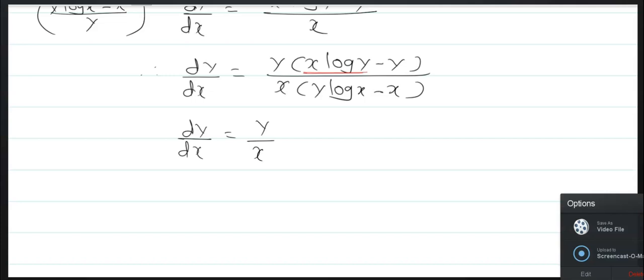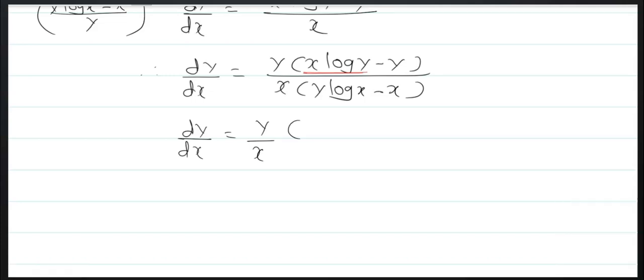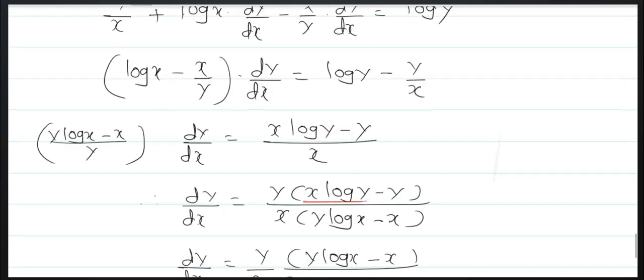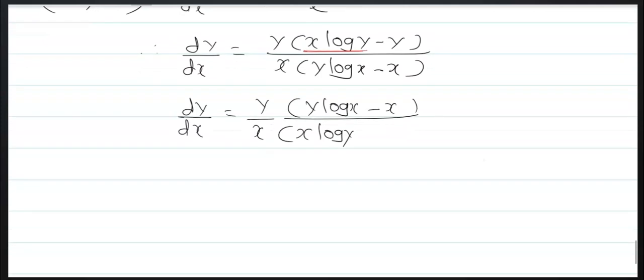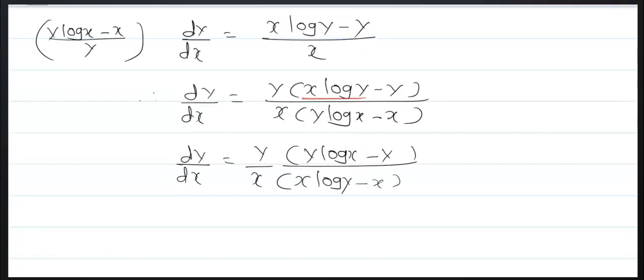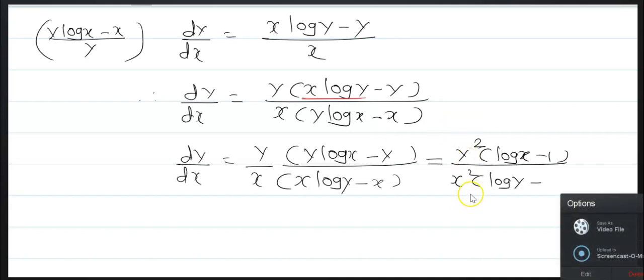That is, dy by dx equals y upon x. The value of x log y equals y log x, minus y upon x. Then y is common from the numerator and x is common from the denominator, so it becomes x square in the denominator, with the bracket log of y minus 1.